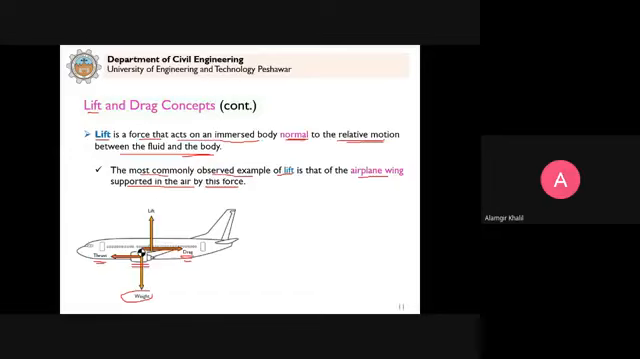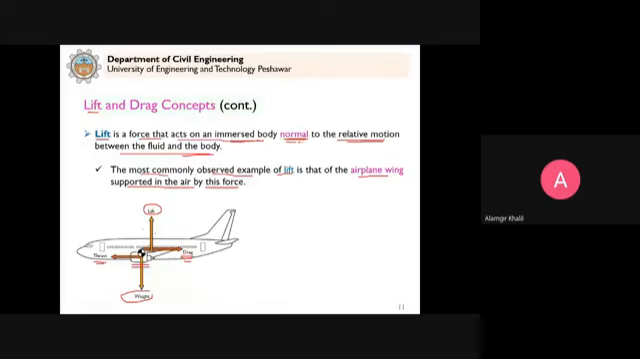And the lift force acts on a body normal or perpendicular to the relative motion between the fluid and the body. So this is the lift force. Clear? And it acts on this aeroplane wing. This is the main purpose that the two wings are provided in an aeroplane, in order to generate this lift force. Because of the lift force, the aeroplane is able to fly in the air.